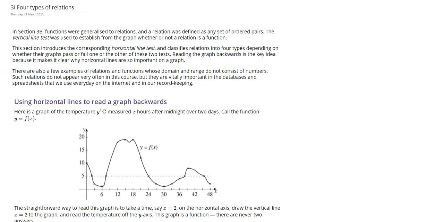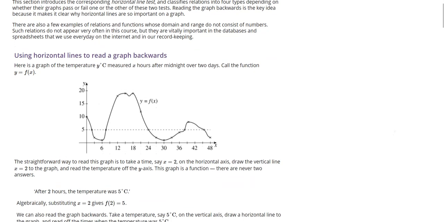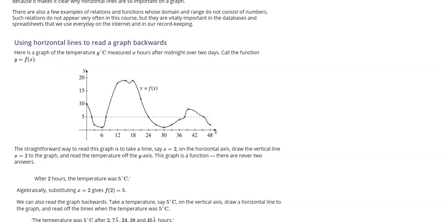Okay. So when we're doing a horizontal line test, how they've described it here is like reading the graph backwards, and that tells us whether or not the relation is one-to-many. So there are a few examples they go through. There are a few examples of relations and functions whose domain and range do not consist of numbers. Such relations don't appear very often in this course, but are vitally important in the databases and spreadsheets that we use every day and the internet record keeping. Just a side note, it's not particularly important, so you certainly don't have to write it down.